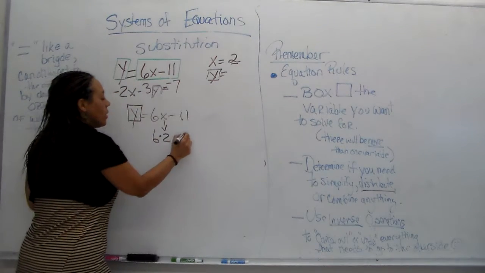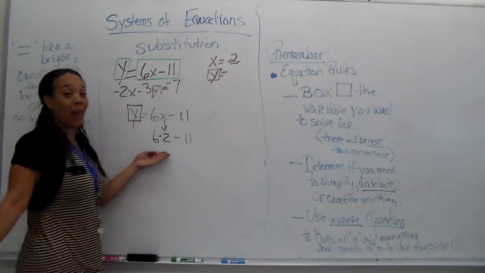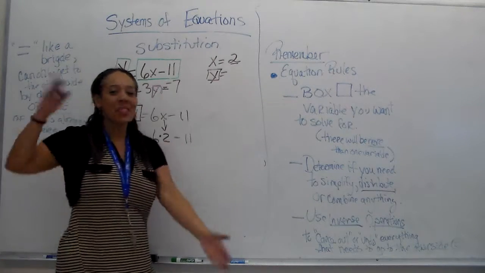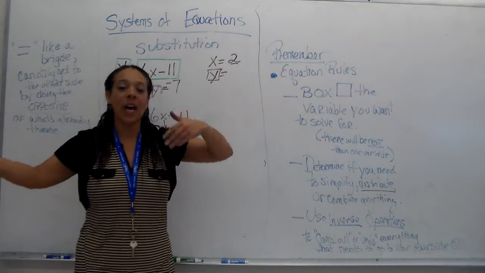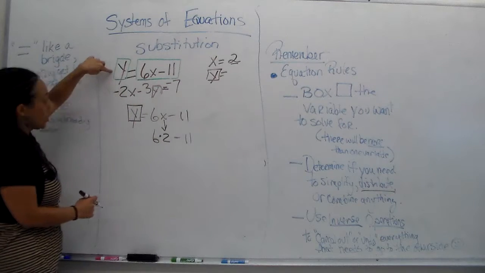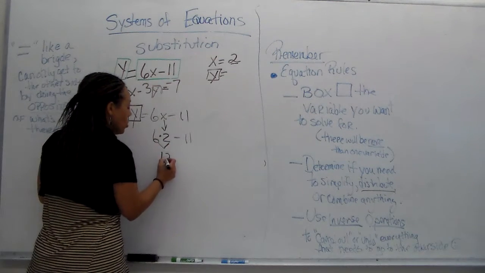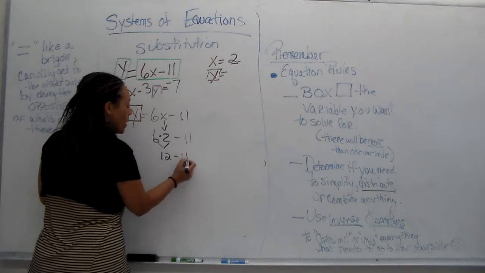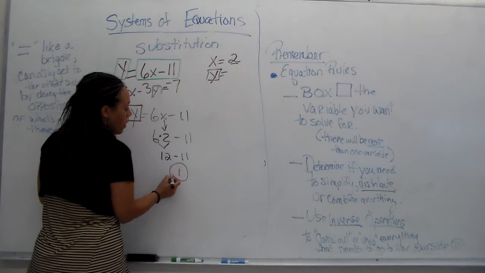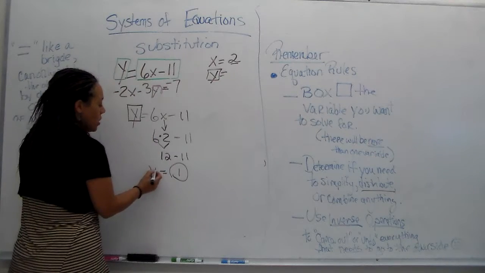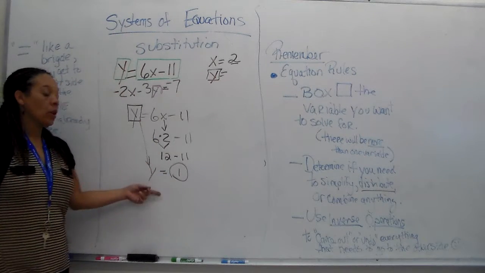So here, I just do the math on one side of the equation. There's nothing to move back and forth because I chose to go ahead and solve for the first one. So 6 times 2 is 12. 12 minus 11 is 1. So literally this means y equals 1.